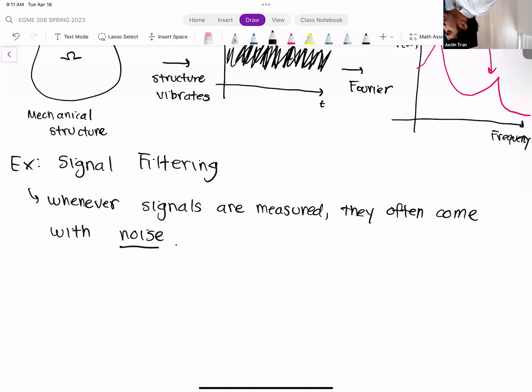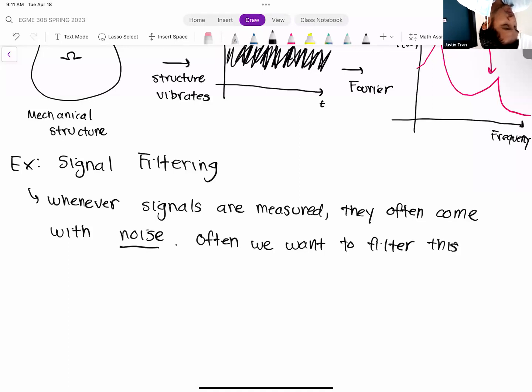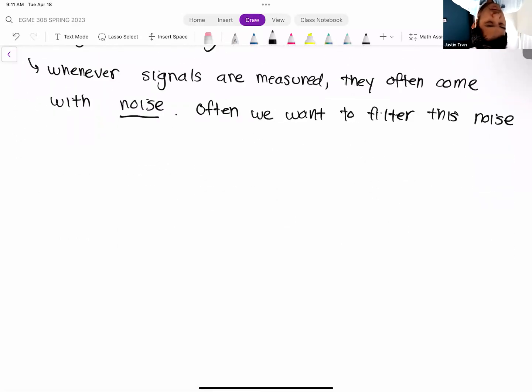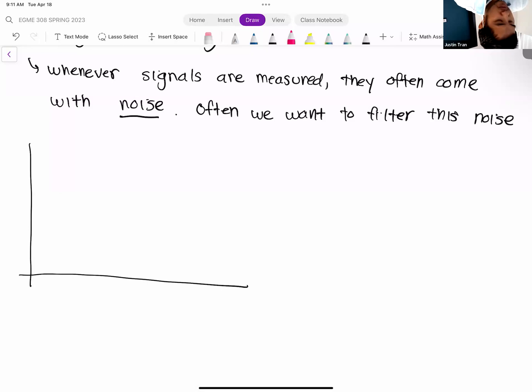A lot of times, we're not interested in the noise. We're interested in the signal underneath. And so oftentimes we want to filter out the noise from these signals. Let me bring back the example from earlier. Let's say that we have a low frequency signal with a high frequency noise on top. So let's say we have something like this.